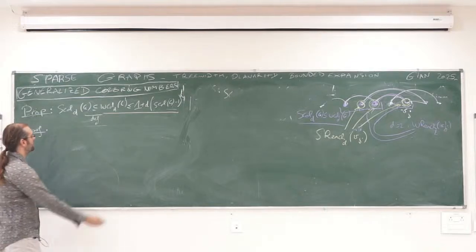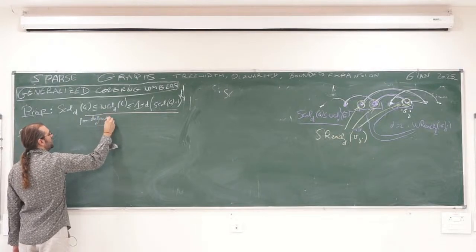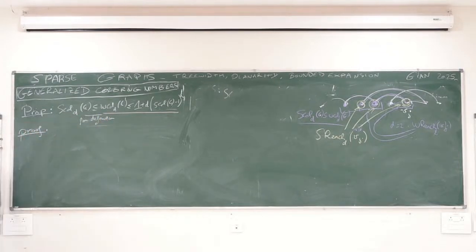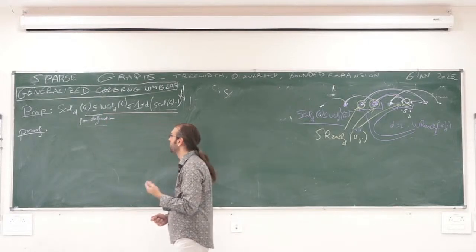This follows from the definition. Right? Because the strong reachability is always smaller than the set. So these, we should call them numbers. Yes, this is a number.